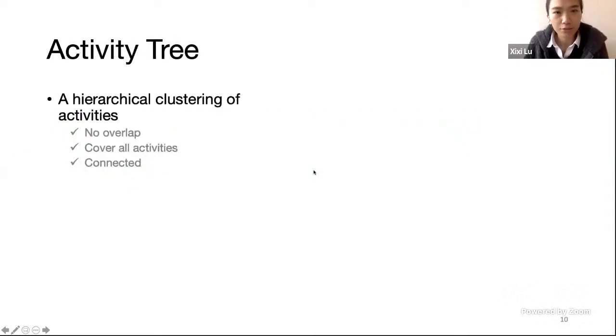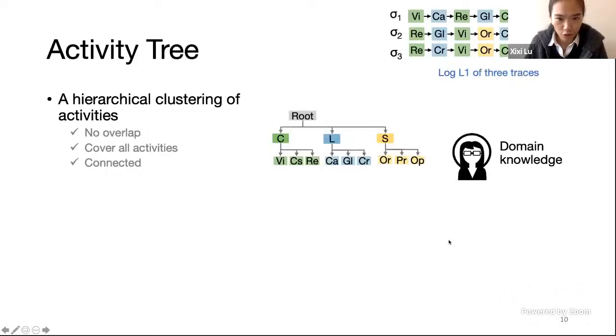So what is an activity tree? An activity tree is simply a hierarchical clustering of activities. So there should be no overlap between the nodes, it should cover all the activities, and the tree should be connected. To give an example, let's say we have here three traces, again going through this hospital example.